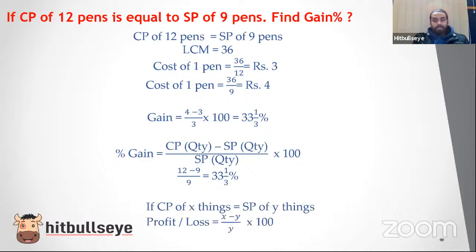Perfect. So this is the formula over here. CP of X then equals SP of Y, then profit or loss is (X minus Y) by Y multiplied by 100. So this particular shortcut trick is just for this particular question. Guys, you can take a screenshot of this.